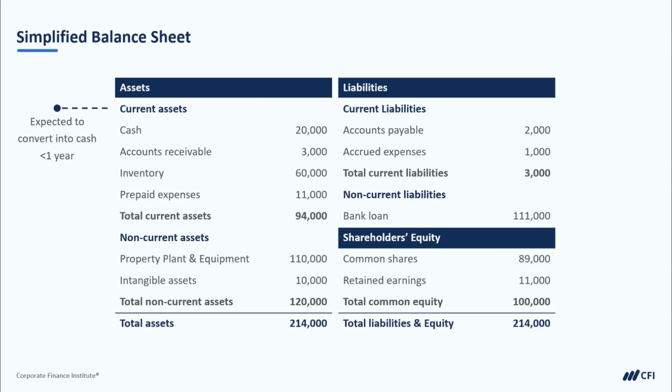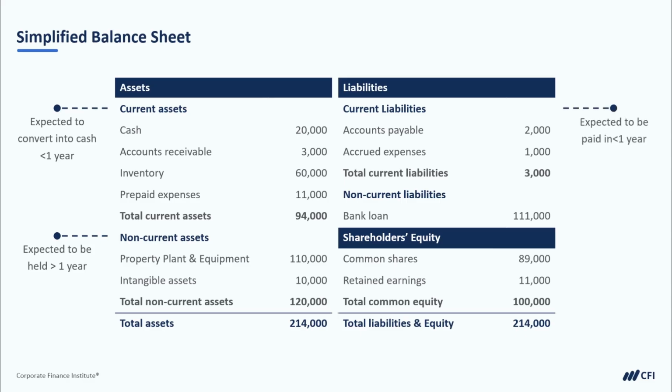of the balance sheet. Current assets are those that are expected to be converted into cash in less than a year and include items like accounts receivable and inventory. Non-current assets are those expected to be held for greater than 1 year and include items typically such as property, plant, and equipment, as well as intangible assets.